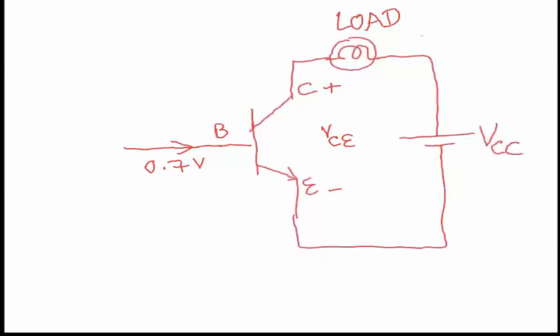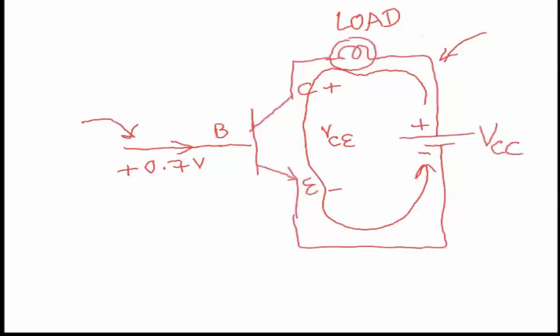Base must get positive 0.7. So let's say you provide it. So what will happen is now it closes the circuit. So now the current will flow through this loop only. So you are controlling this side of the circuit if you have enough base voltage.